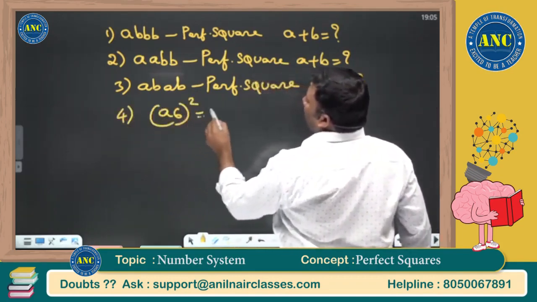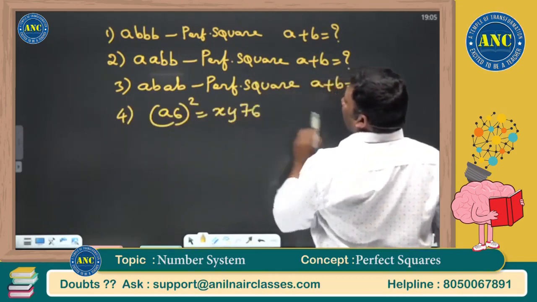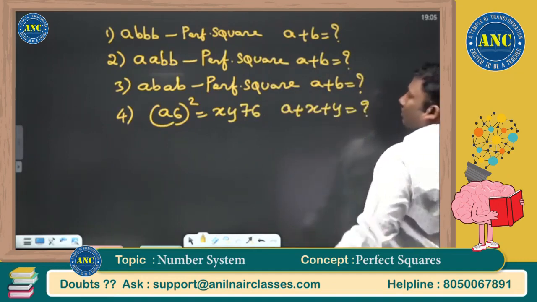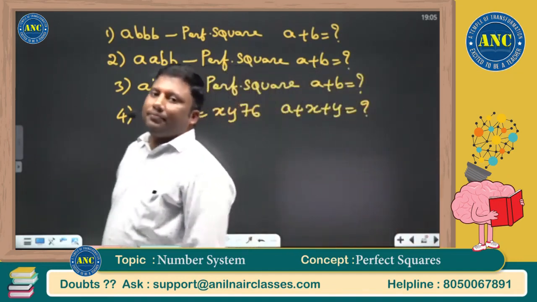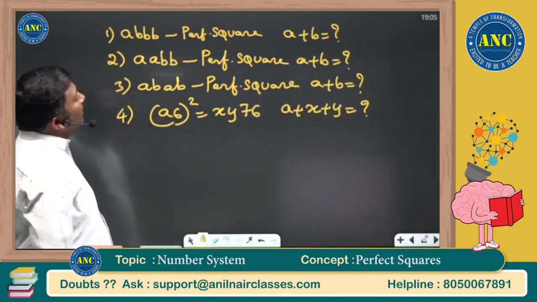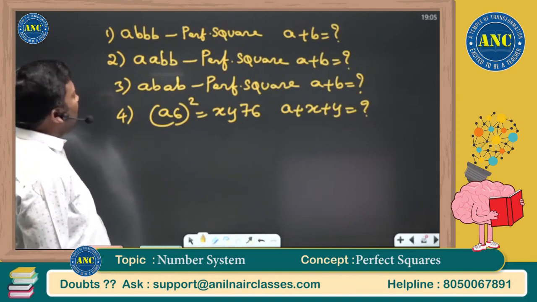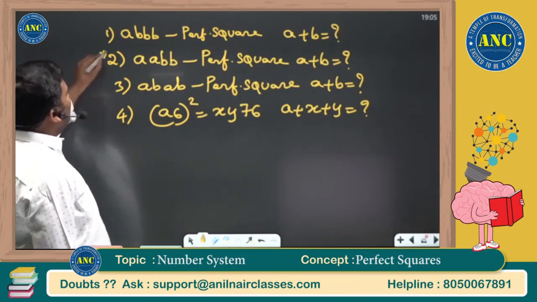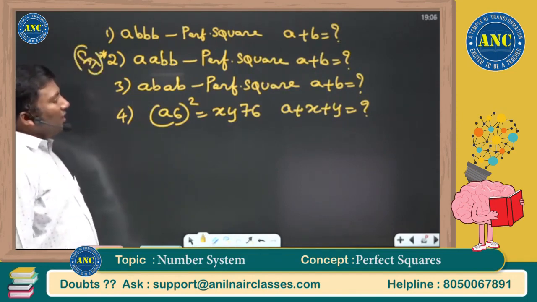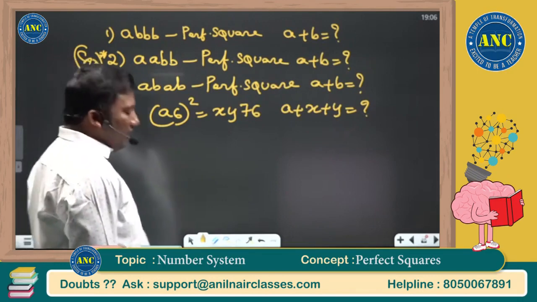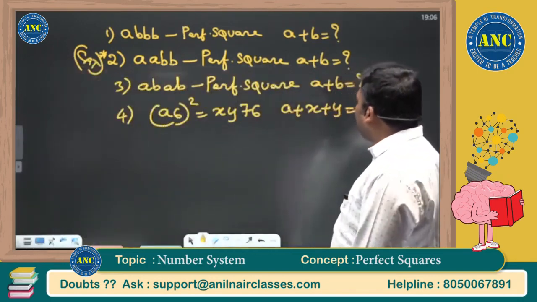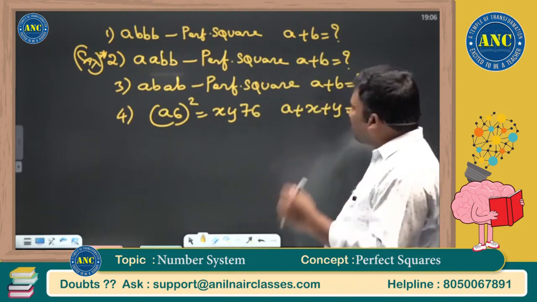A6 whole square equivalent to XY76. Find A plus X plus Y. See this question. A triple B is a perfect square. Find the value of A plus B. This is an original CAT question, sir. AB is a perfect square. Find the value of A plus B. A6 whole square equivalent to XY76. Find the value of A plus X plus Y.